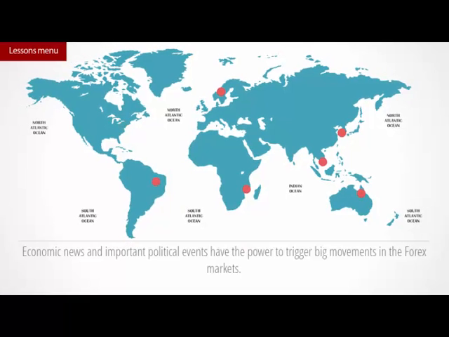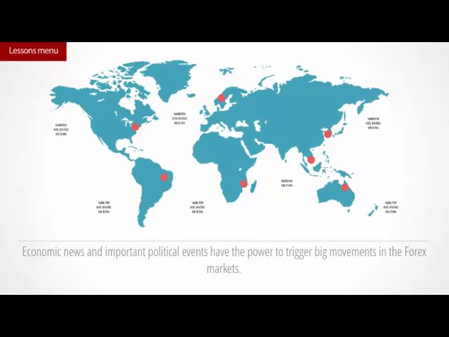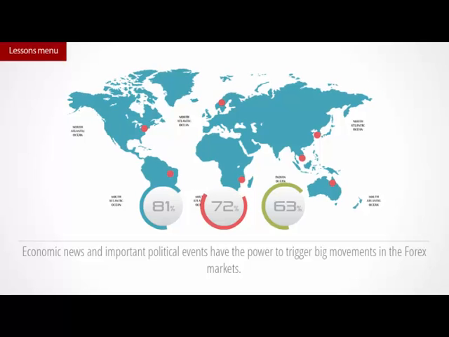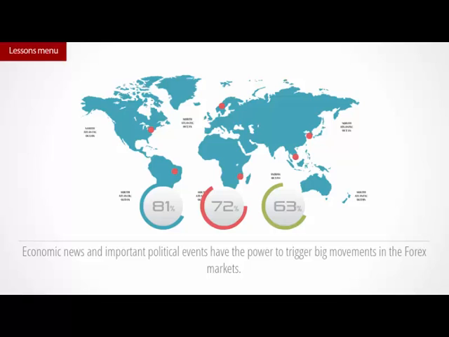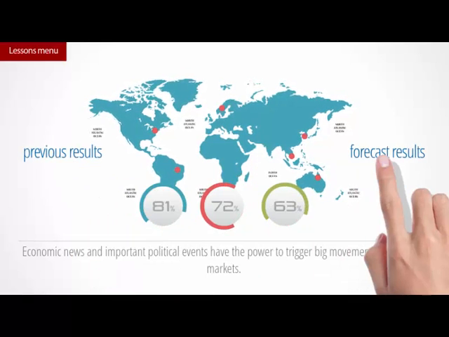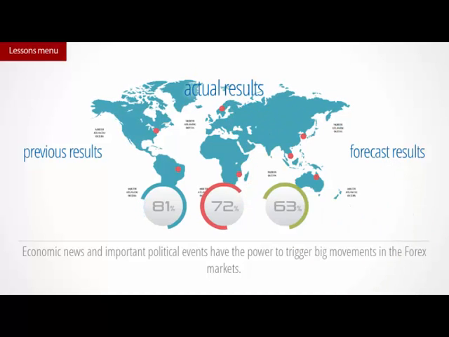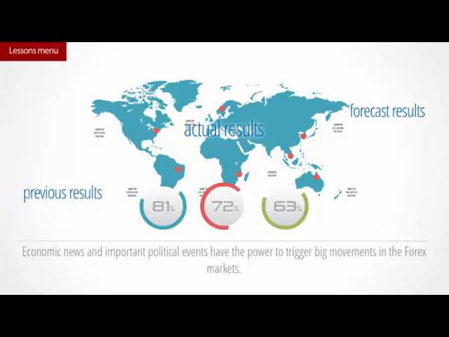Economic news and important political events have the power to trigger big movements in the Forex markets. By analyzing it, you can better understand how the markets are likely to move in the future. When examining economic data, you should study the previous results and forecast results, and then compare them with the actual results. Movements in the market happen when there is a difference between market expectations based on the previous and forecast results and the actual result.